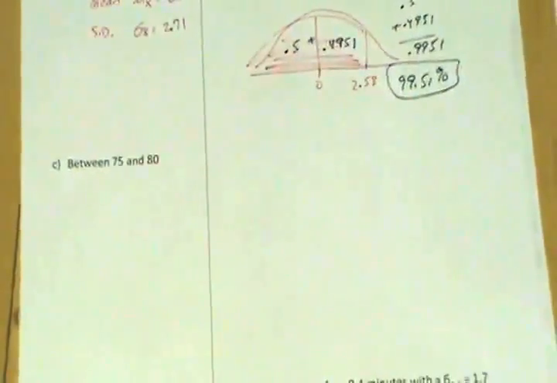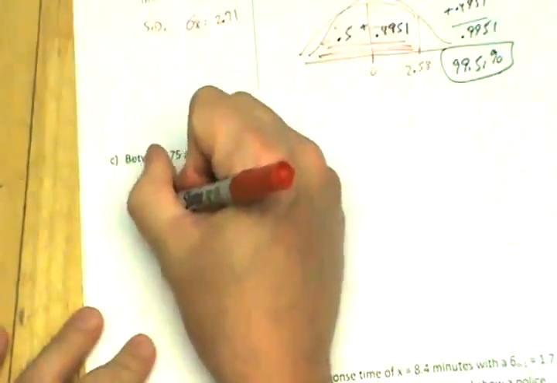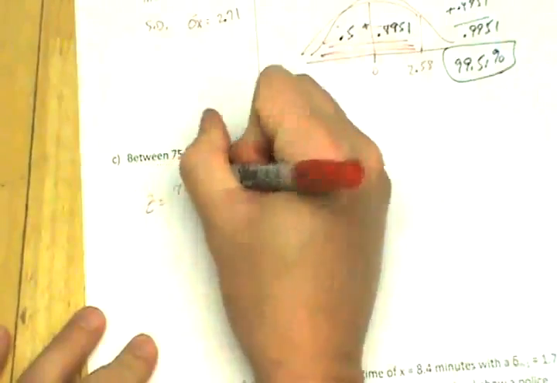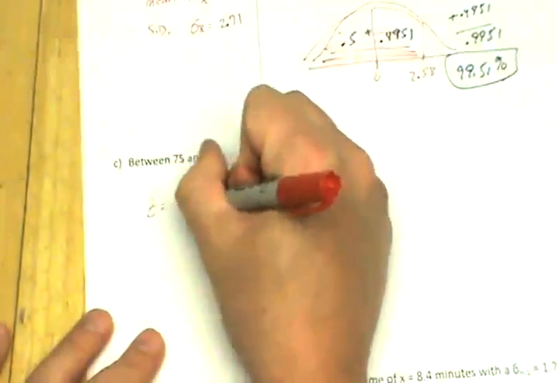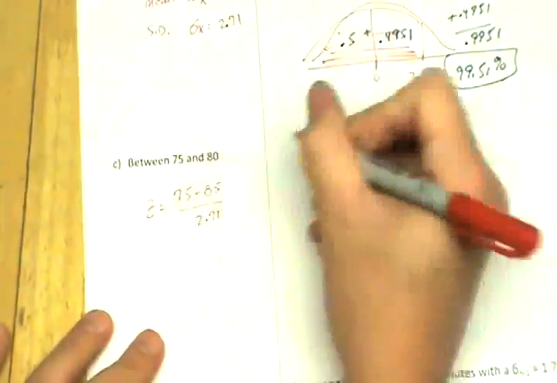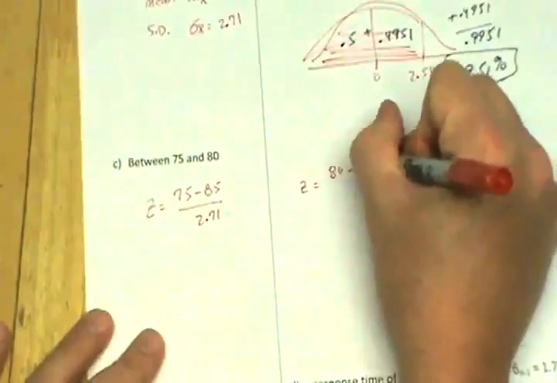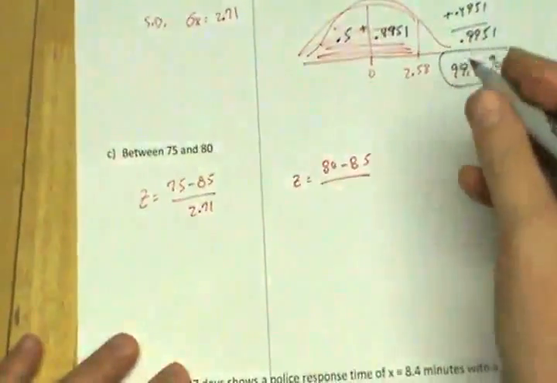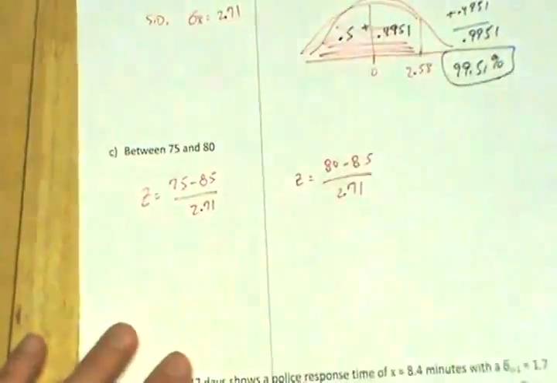All right, let's look at the next one. How about between 75 and 80? Well, this is like the last section that we did. We have to find 2 separate z-scores. So we have to find the z-score for 75, so data 75, minus the mean, which we found to be 85, divided by the standard deviation. And then we have to separately find the z-score for 80. So 80 minus mean, 85, divided by standard deviation, 2.71.